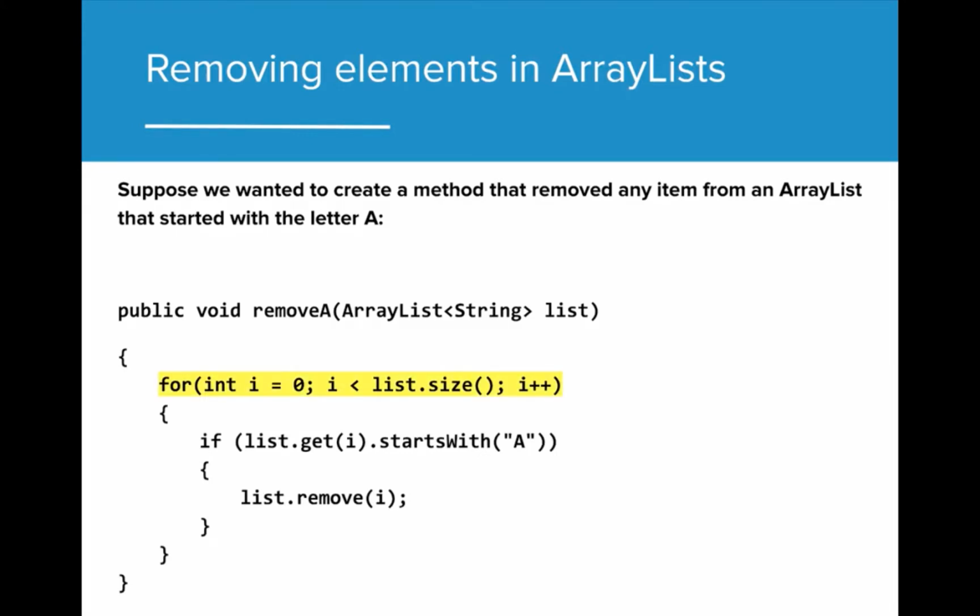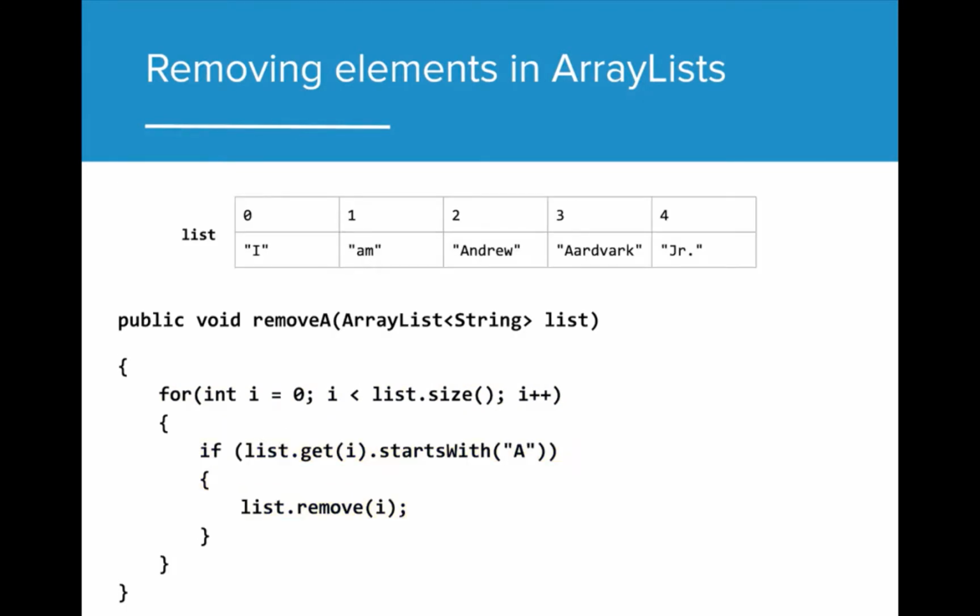We loop through the list from index 0 to index list.size() - 1 and remove any item that starts with the capital A. When we run this, however, we run into a slight problem. Let's take a look at this in action with the above ArrayList list. The for loop initializes the variable i to the value 0. Because i is less than list.size(), the for loop will run.